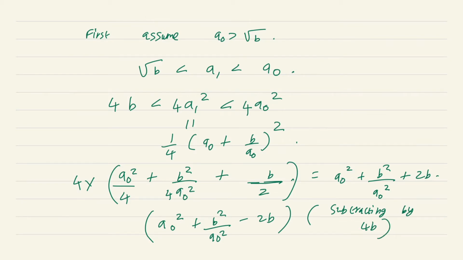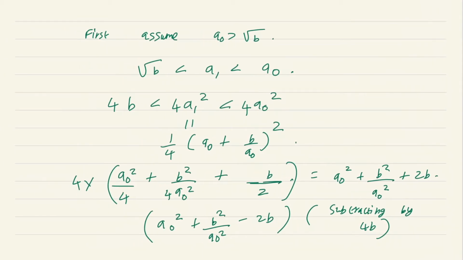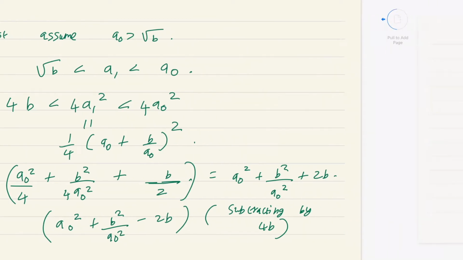What you get is a naught squared plus b squared by a naught squared minus 2b. And of course from elementary algebra, this is just (a naught minus b by a naught) the whole squared, which we all know is going to be greater than 0. Okay. So this shows the one inequality.